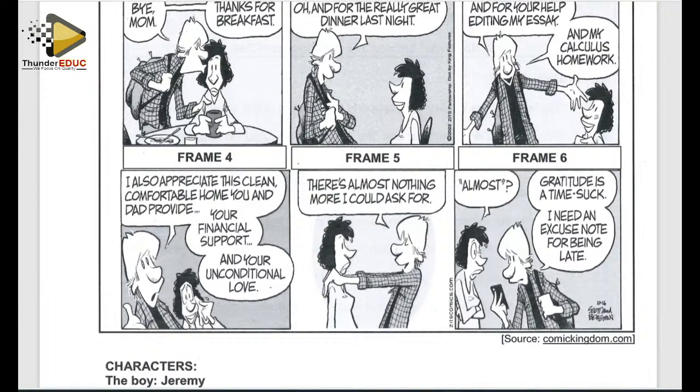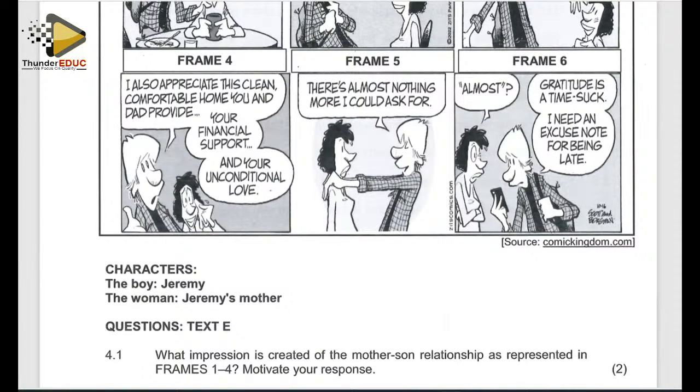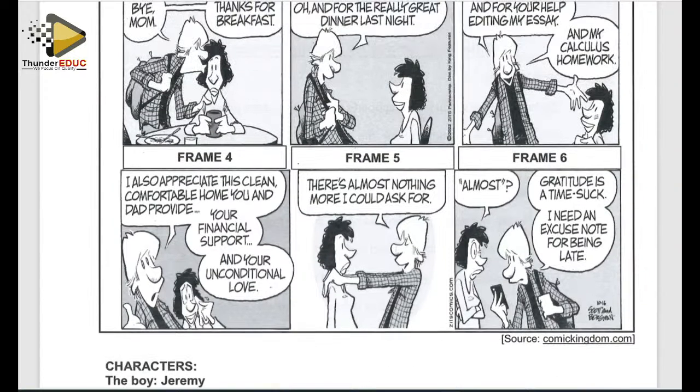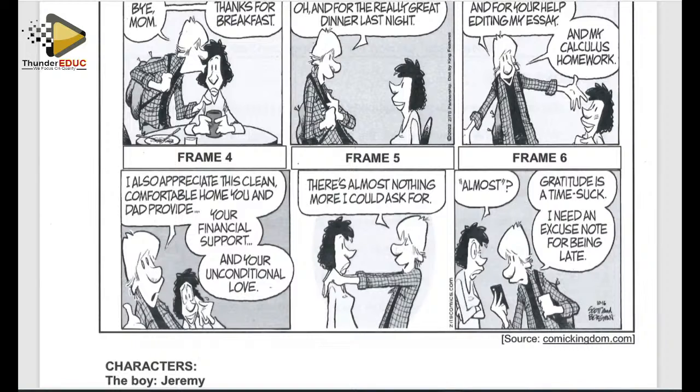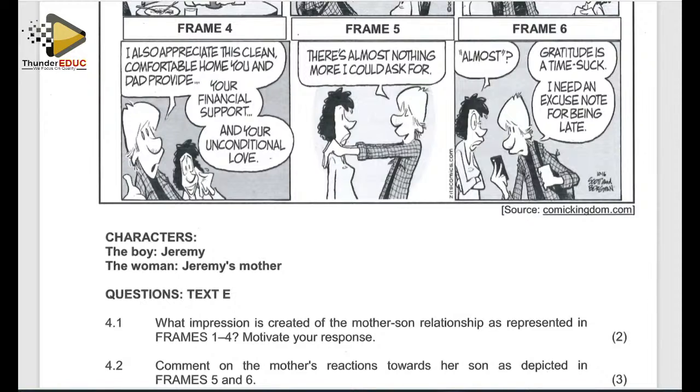All right. The boy is Jeremy and the woman is Jeremy's mother. What impression is created of the mother-son relationship as presented in frames 1 to 4? Motivate your response. The mother provides breakfast for Jeremy in frame 1. The mother cooks dinner for Jeremy in frame 2. The mother helps in editing his essay and helps in his calculus homework. Number 4, she provides a clean and comfortable home for Jeremy, supports Jeremy financially, loves Jeremy unconditionally. Those are the things that are revealed in frames 1 to 4.